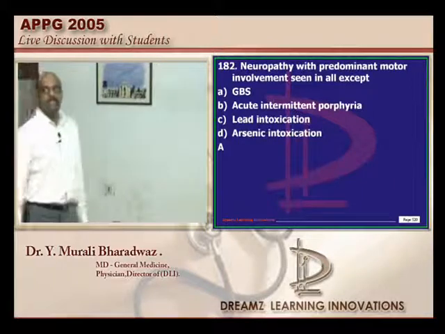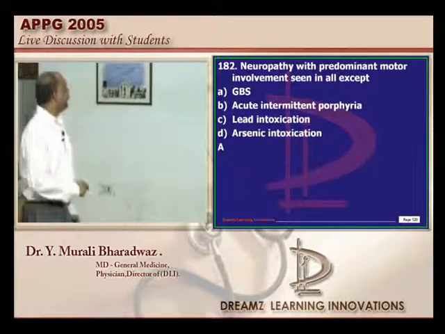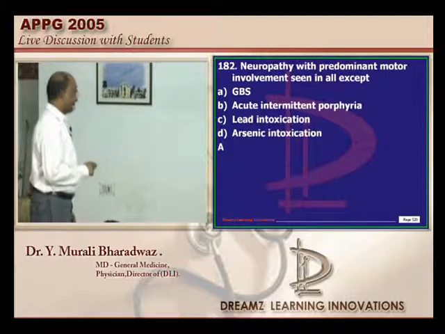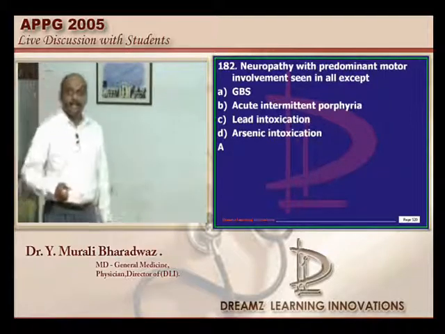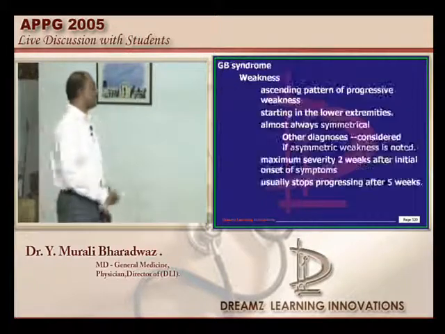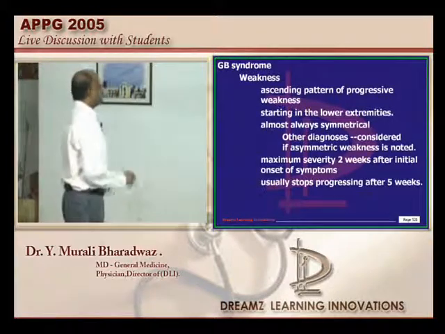Neuropathy with a predominant motor involvement. Where do you see it, doctor? In the case of lead, typically it will be a pure motor neuropathy involving only the upper limbs, is what you classically see. Quickly talk about the GB syndrome, doctor.